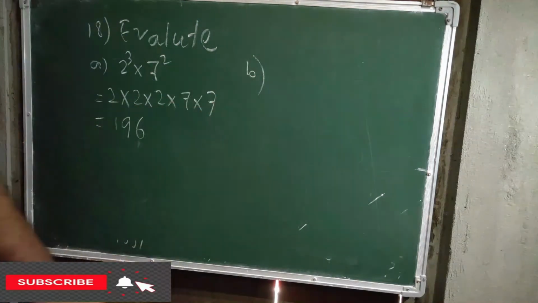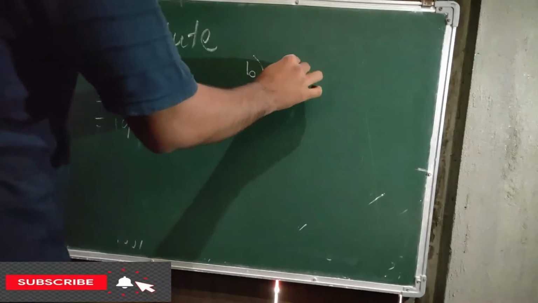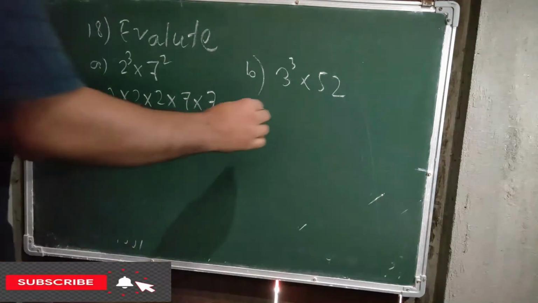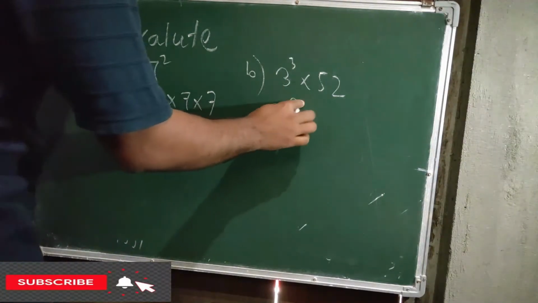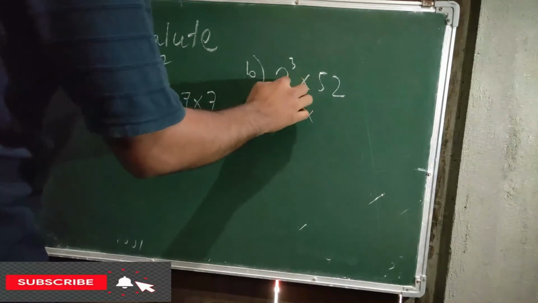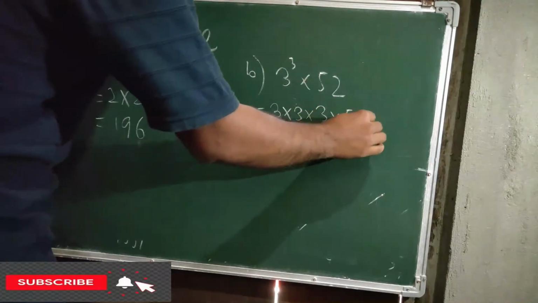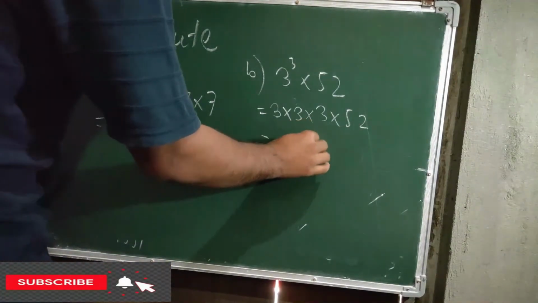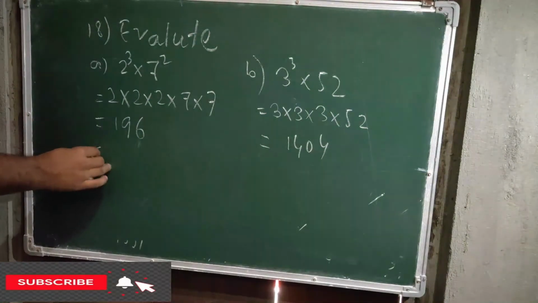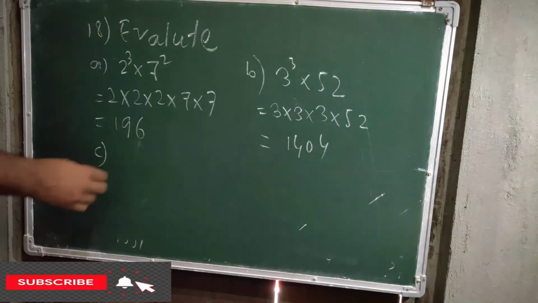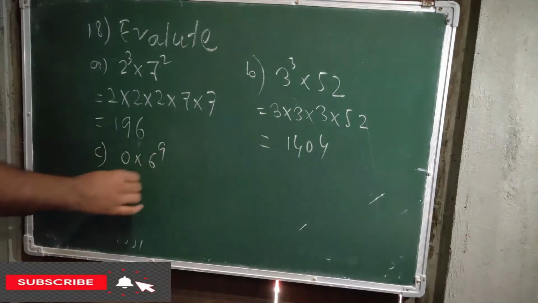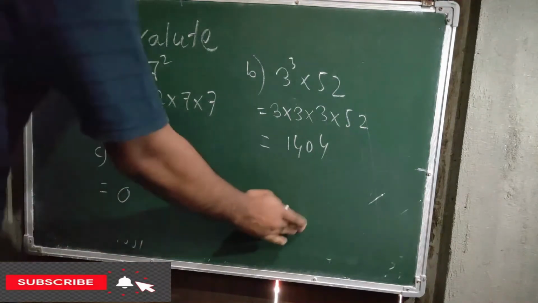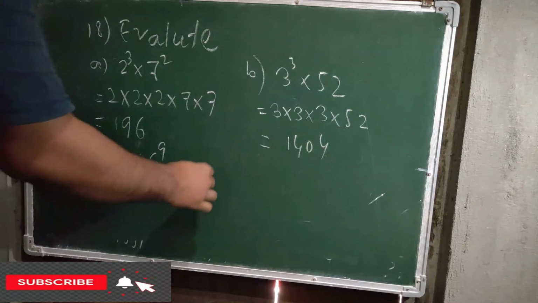Again, B number is also there. So 3 cube into 5 square is equal to, we have to put 3 three times, because it is 3 cube. When you multiply, we will get 1404. Same as that, C number. C number is 0 into 6 to the power 9. Ultimately you will get 0. If you multiply any number with 0, you will get 0.